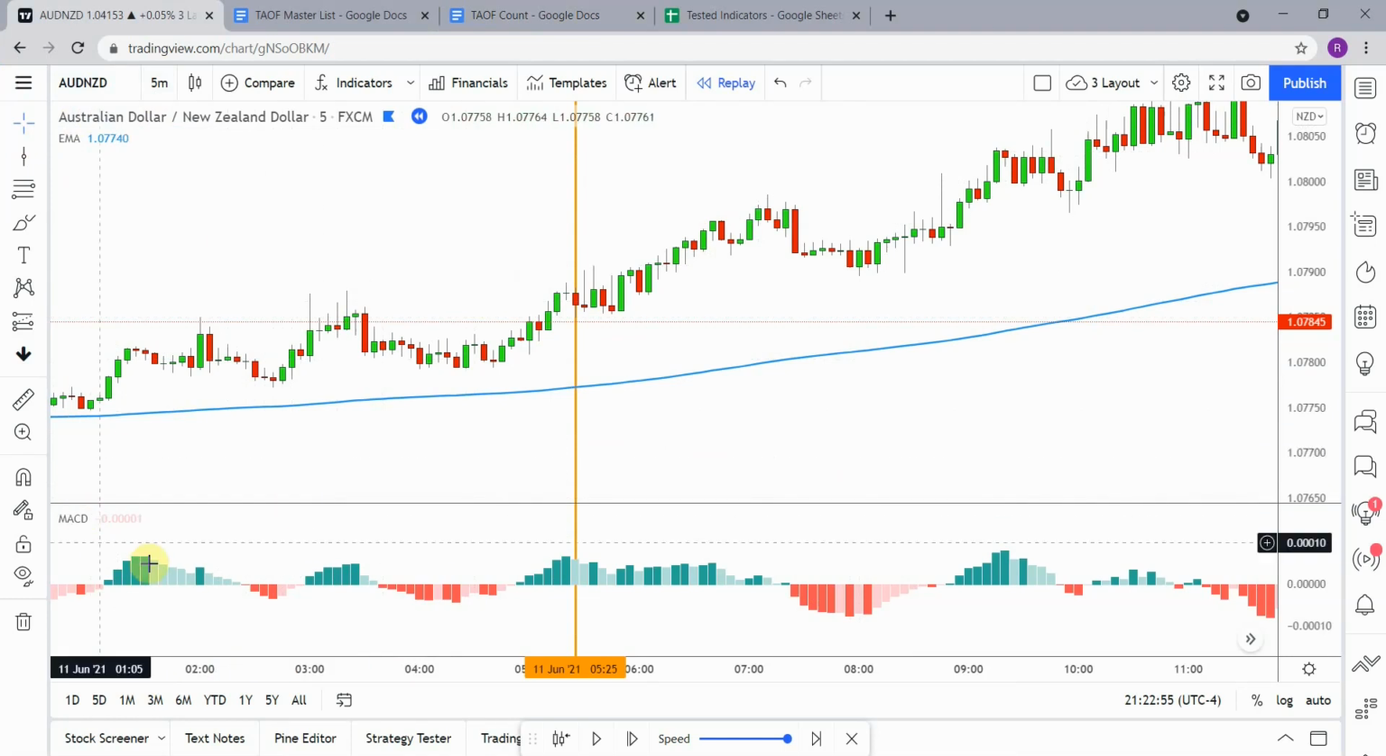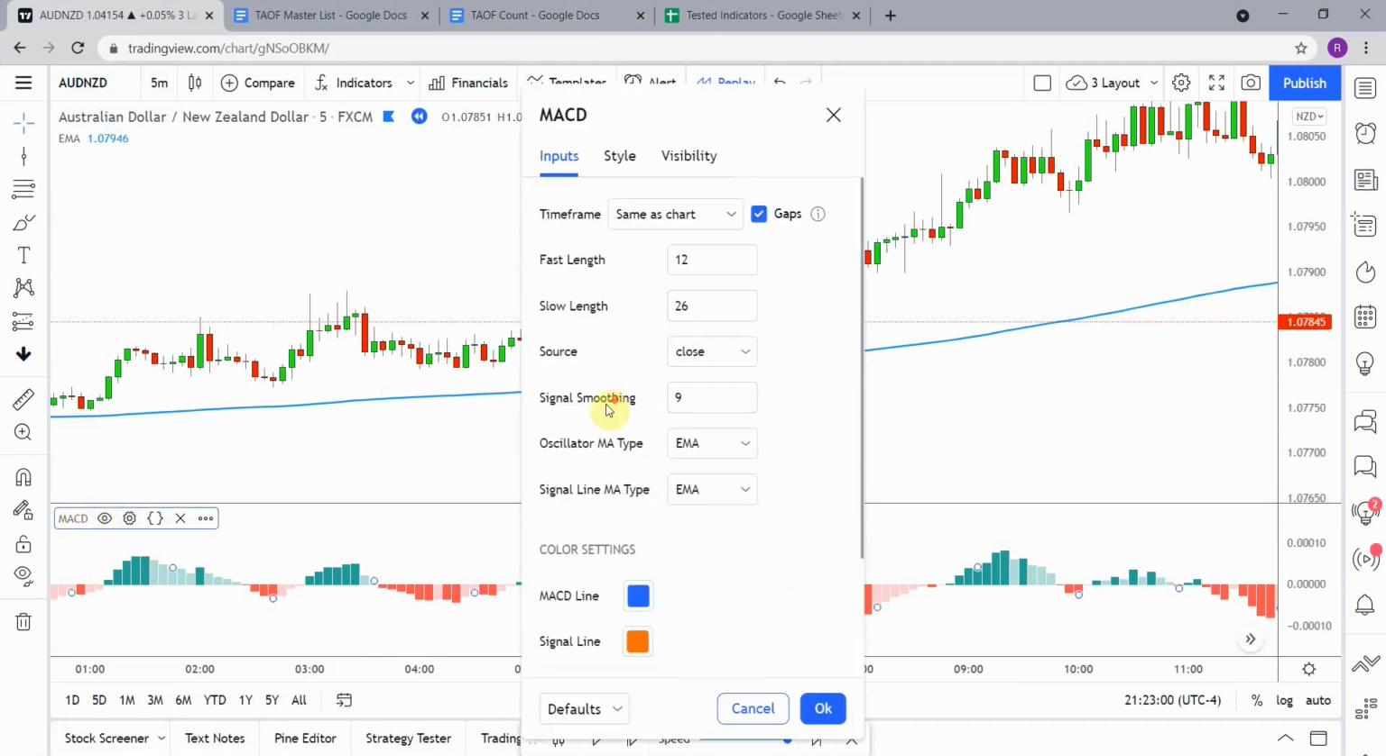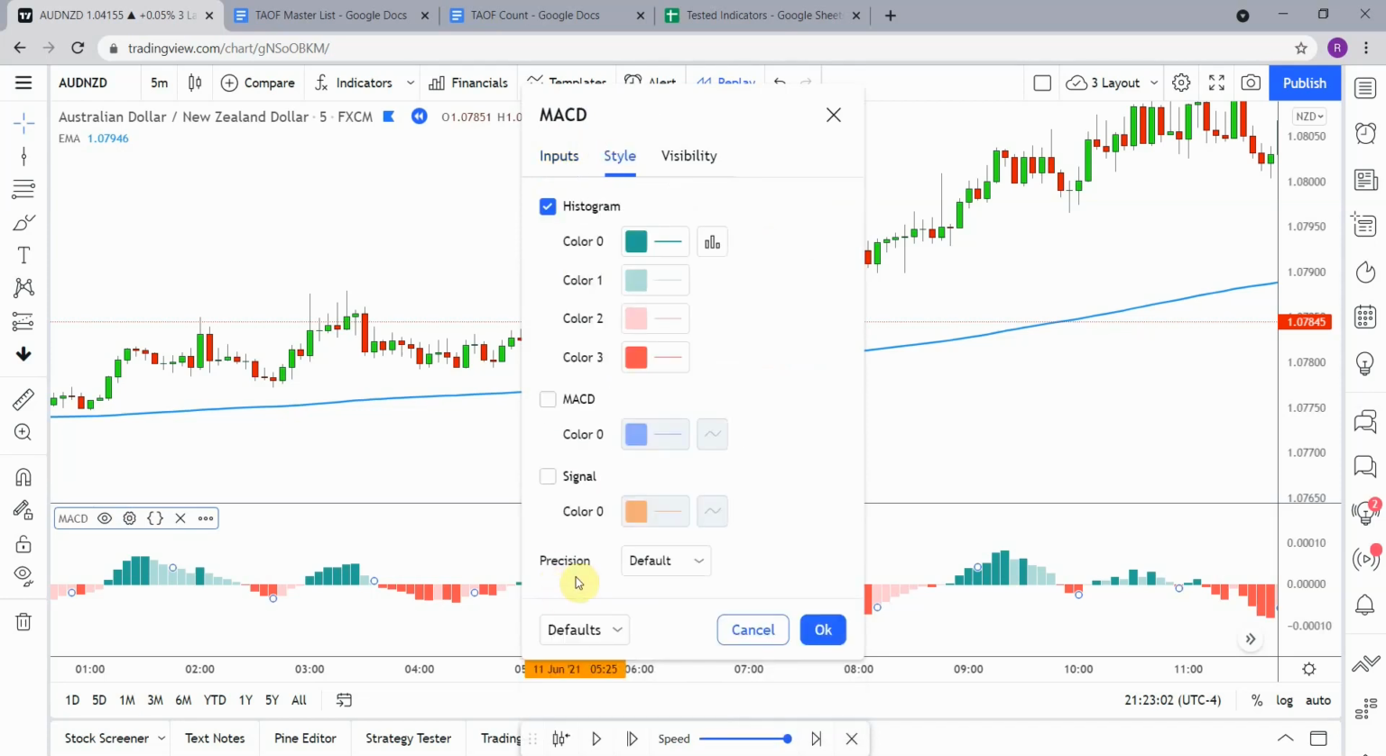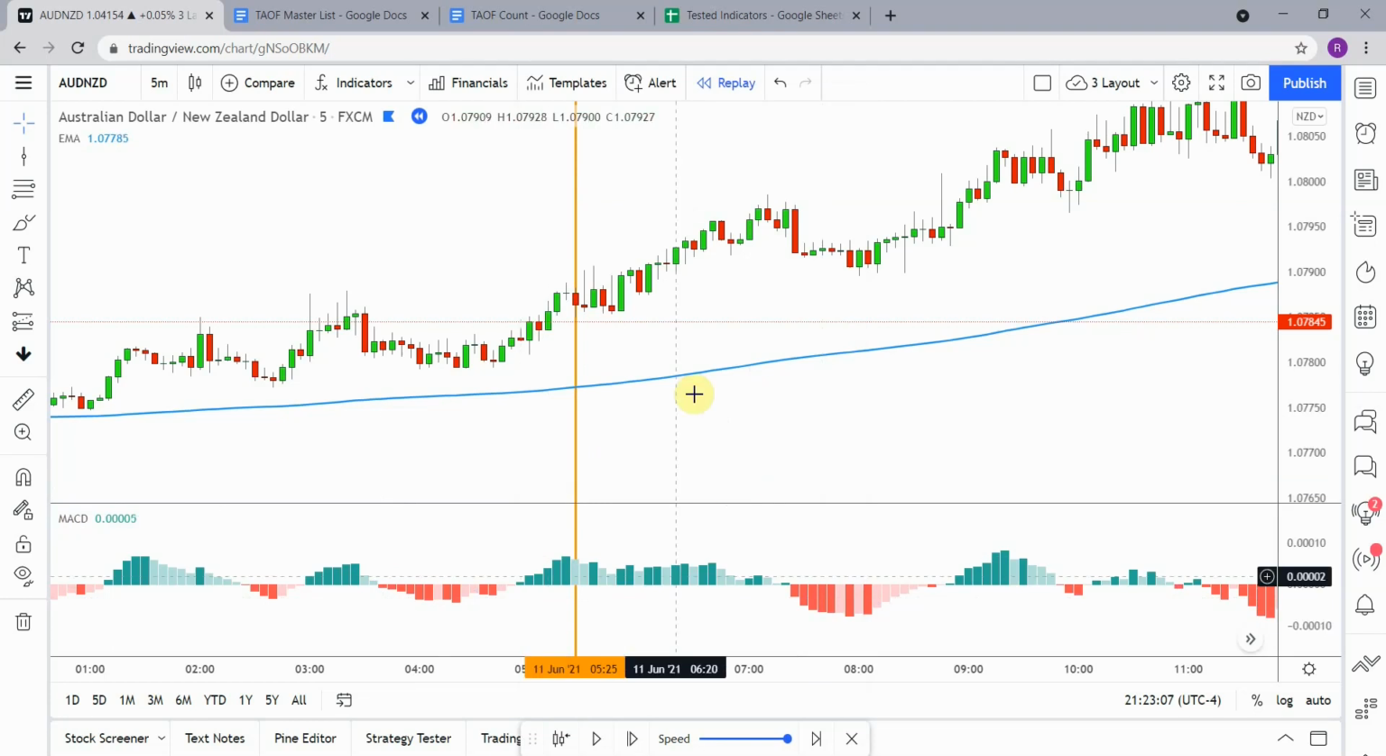The other indicator that we are going to use is the MACD, and this is just the standard MACD, nothing special about it. We turned off the MACD line and the signal line, so all we are left with is the histogram, as you can see. What we are looking for is price action to be above the EMA, and we are looking for longs. When it is below the EMA, we are looking for shorts, and that's a pretty common setup.